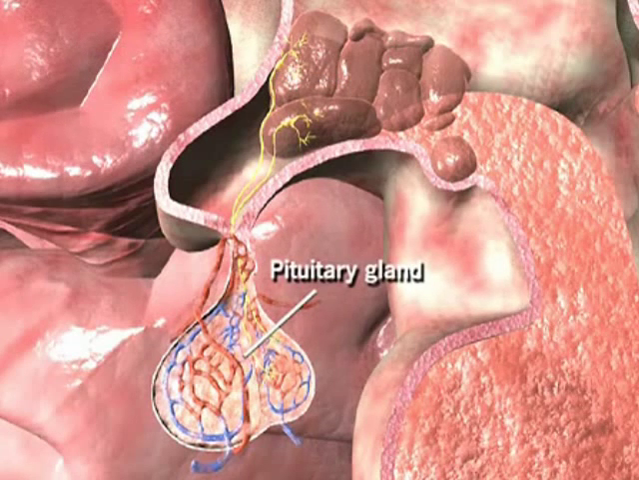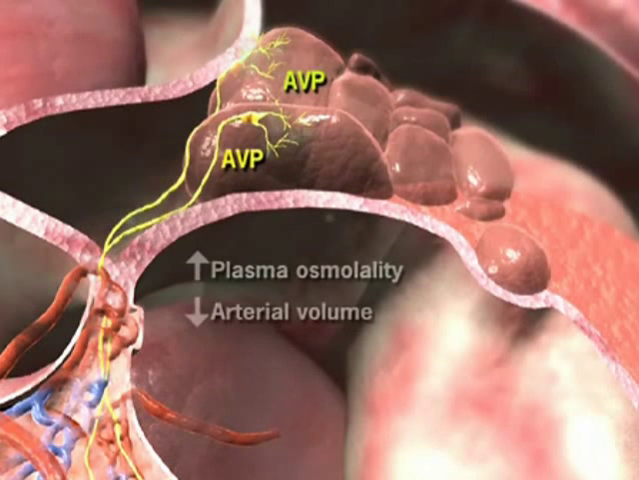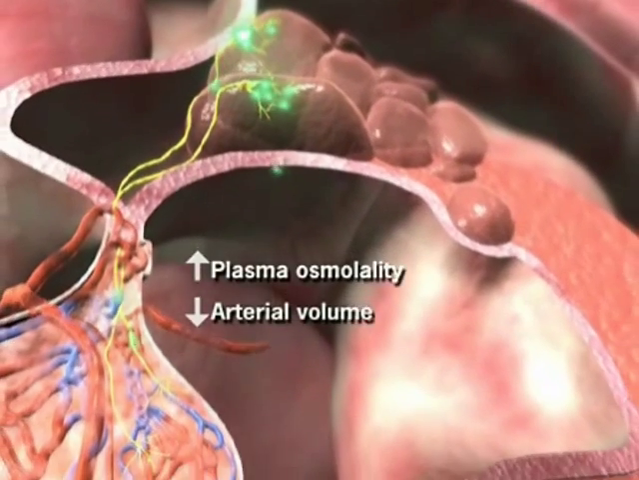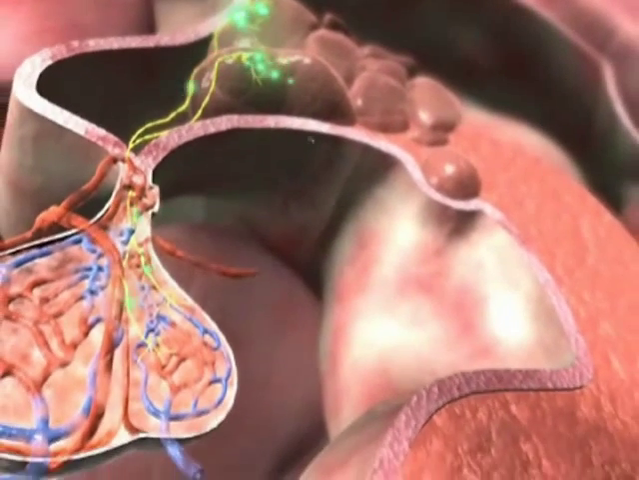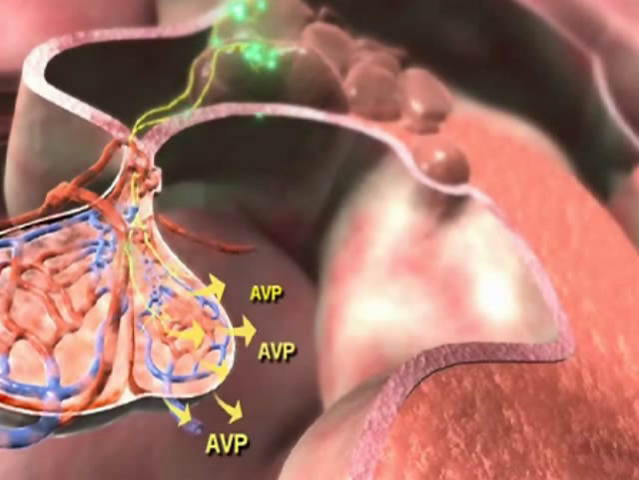Secretion of AVP is stimulated when a deficiency of body fluid is sensed, such as an increase in plasma osmolality or decrease in arterial volume. Other AVP stimuli include medications such as diuretics and antidepressants, nausea, pulmonary infections, and mechanical ventilation.